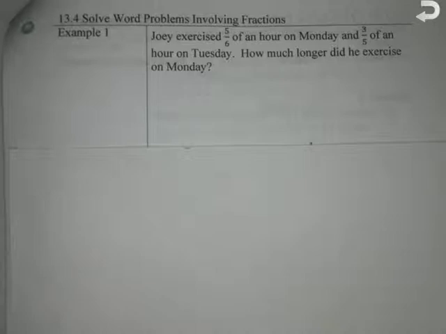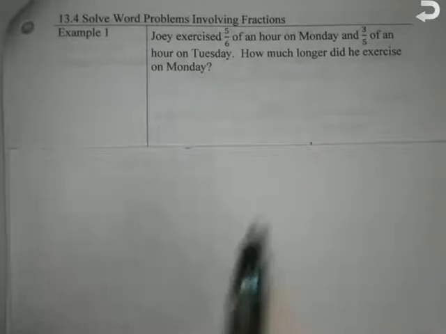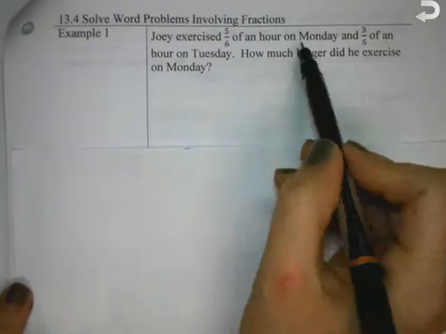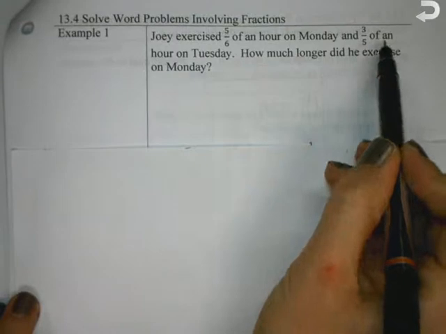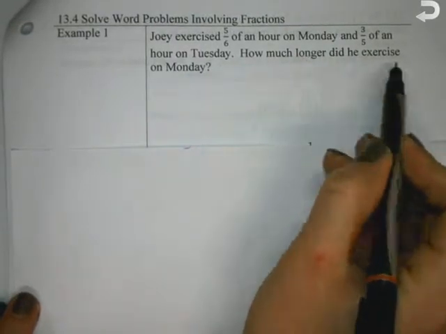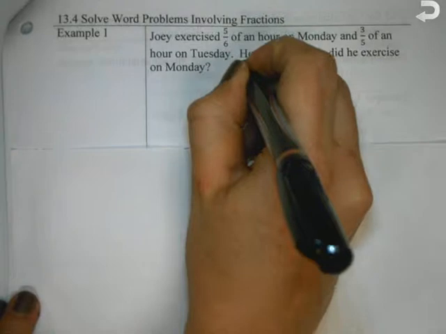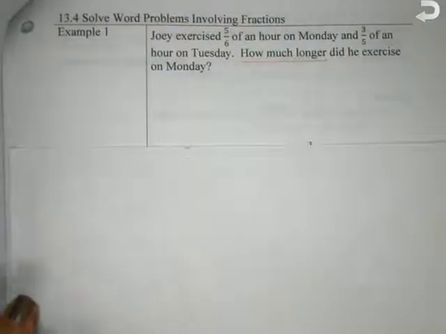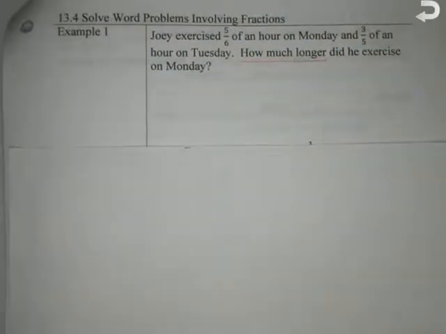Okay, 13.4, example 1. Joey exercised for 5/6 of an hour on Monday and 3/5 of an hour on Tuesday. How much longer did he exercise on Monday? So this part right here, how much longer, is giving us the clue of what operation we have to do.